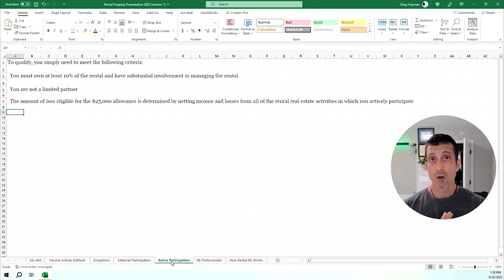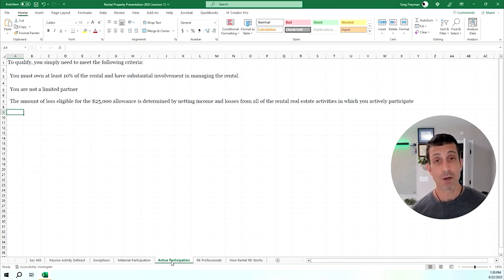Basically, management activity is approving tenants, approving repairs, maybe doing the repairs yourself, whatever. The accounting, hiring the accountant, keeping track of numbers, opening bank accounts, so administrative work, and keeping the money in a security deposit that's bearing interest, and so on and so forth. So that's basically what active participation is for bullet point one.